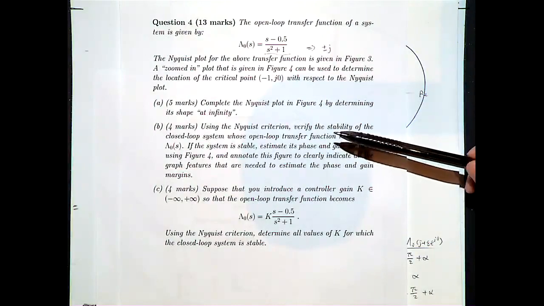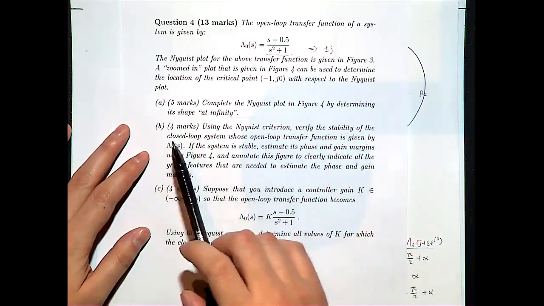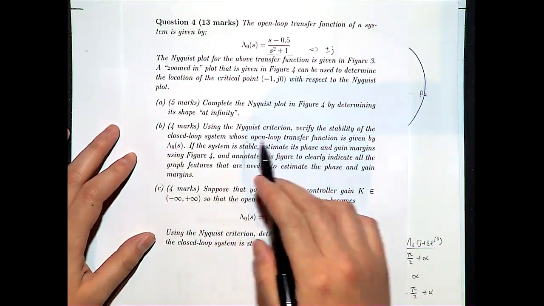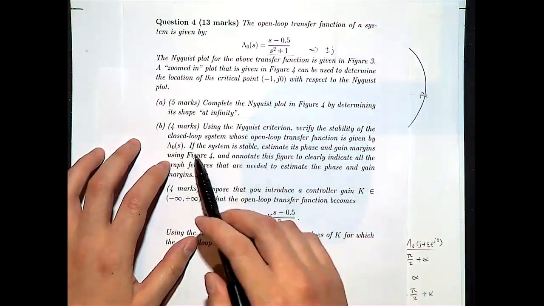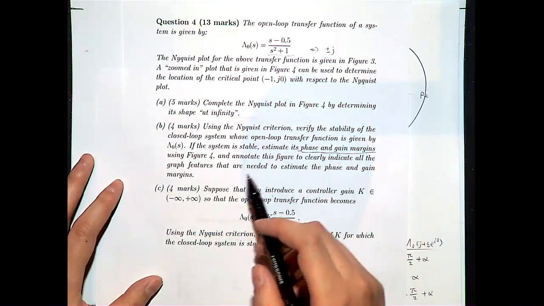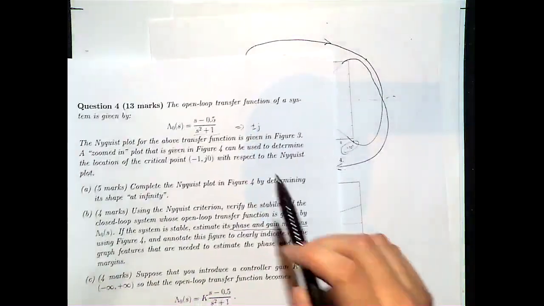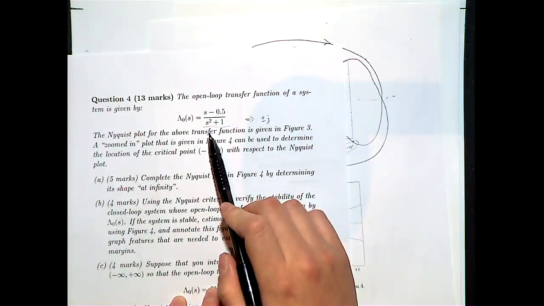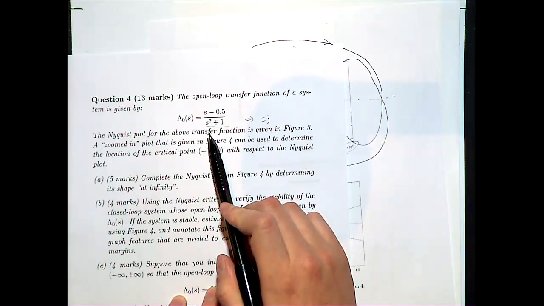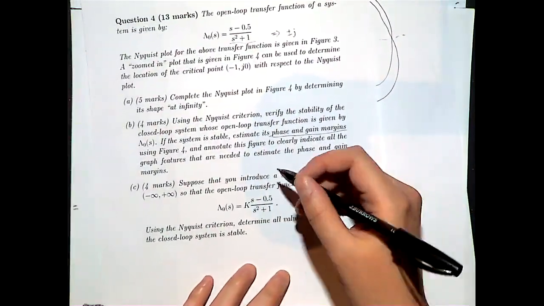So the second question is saying, using the Nyquist criterion, verify the stability of the closed loop system whose open loop transfer function is given here. And if stable, estimate phase and gain margins and annotate the lines that are used, right? So from the open loop transfer function, we know that we don't have any unstable pole, right? So we have P equals zero, right?